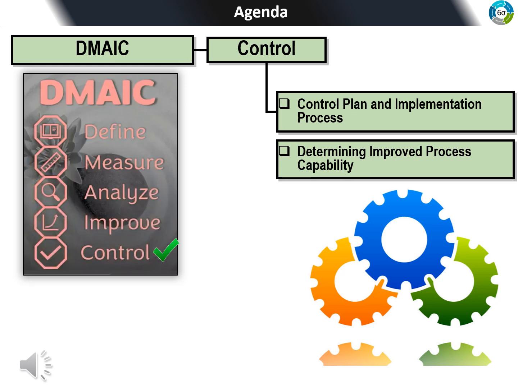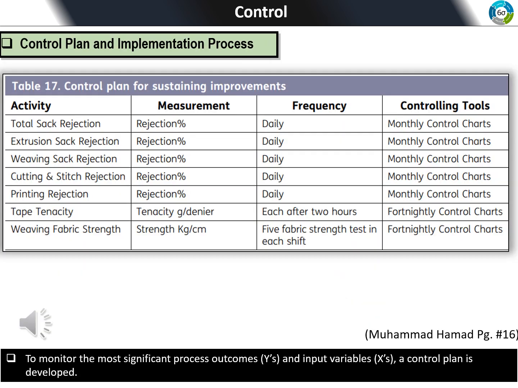The last step under DMAIC is control. Under control, we will cover control plan and implementation process, and determine improved process capability. Control plan and implementation process. To monitor the most significant process outcomes for Y's and input variables for X, a control plan is developed. Some of the activities included are total sag rejection, extrusion sag rejection, weaving sag rejection, cutting and stitching rejection, printing rejection, tape tenacity, and weaving fabric strength. All these are monthly controls.